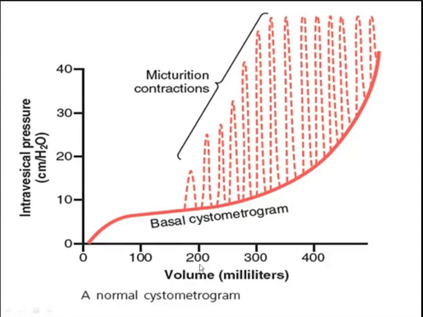So you see, this is the volume. There is the urine volume in milliliters, and on the Y side we have the intravesical pressure, that is the pressure inside the urinary bladder. It is in centimeters of water. So when the urine volume is 0, the pressure is also 0. Then the volume is rising. With around 50 to 30 ml, the pressure rises to around 5. So it is increasing.